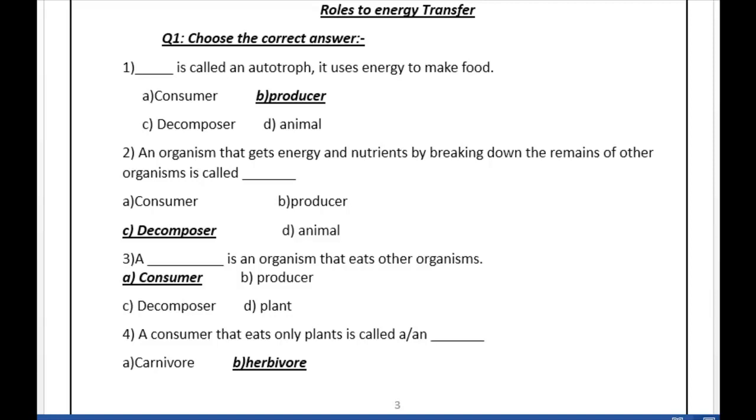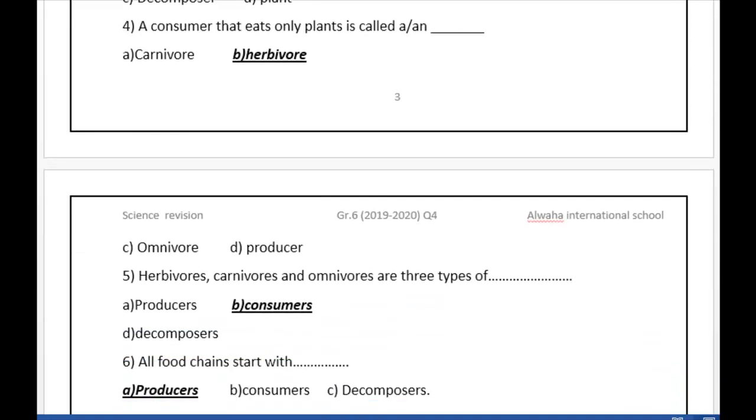Number 3, what is an organism that eats other organisms? It will be consumer. A consumer that eats only plants is called carnivore or herbivore. The answer will be herbivore. Herbivores, carnivores, and omnivores, these 3 types of producer are consumer or decomposers. The 3 types of consumers. Number 6, all food chains start with producer, consumer, or decomposers.